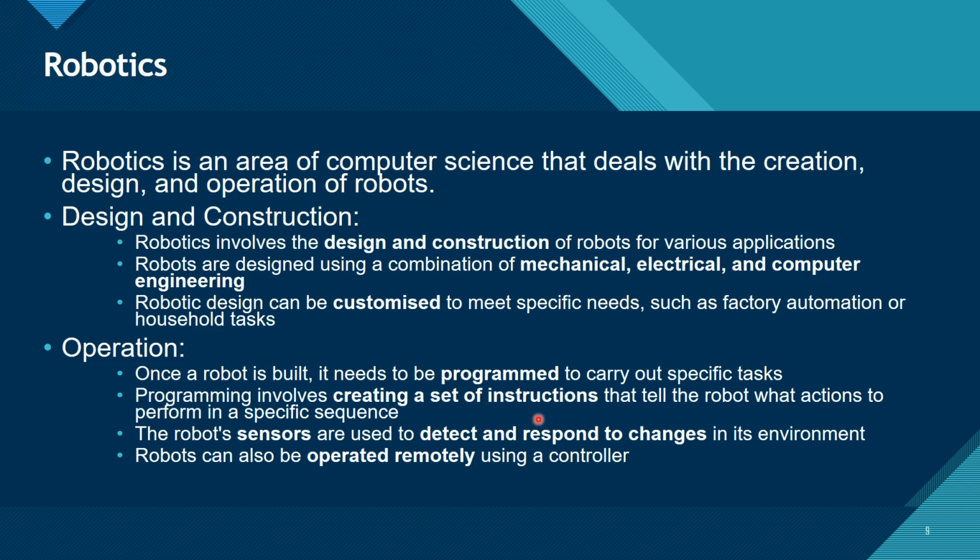sequence. And definitely robots are going to send some data through sensors, and then they are going to send that data to some microprocessor. Then microprocessors will take some decision on the basis of the programming, and then those signals will be sent to the actuators, and then the robot is going to work. Robot can also be operated remotely using a controller. So I hope you are pretty much clear about this thing.